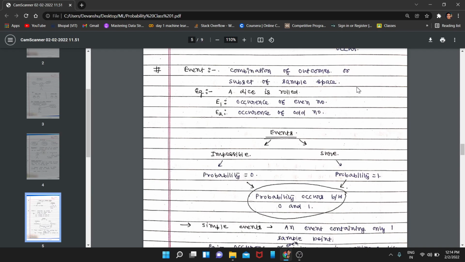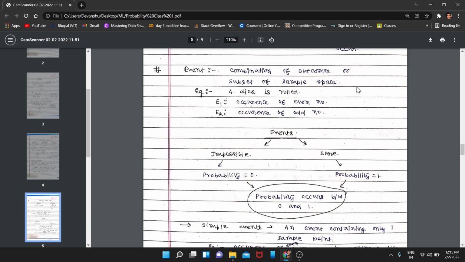If you are rolling a dice and you say I want an even number, the sample space is 1, 2, 3, 4, 5, 6, and the even numbers within that sample space would be 2, 4, and 6. So the set of 2, 4, and 6 is known as an event, because that is a subset of the sample space. If it was not a subset, then how could it be an event? So an event is a subset of the sample space.